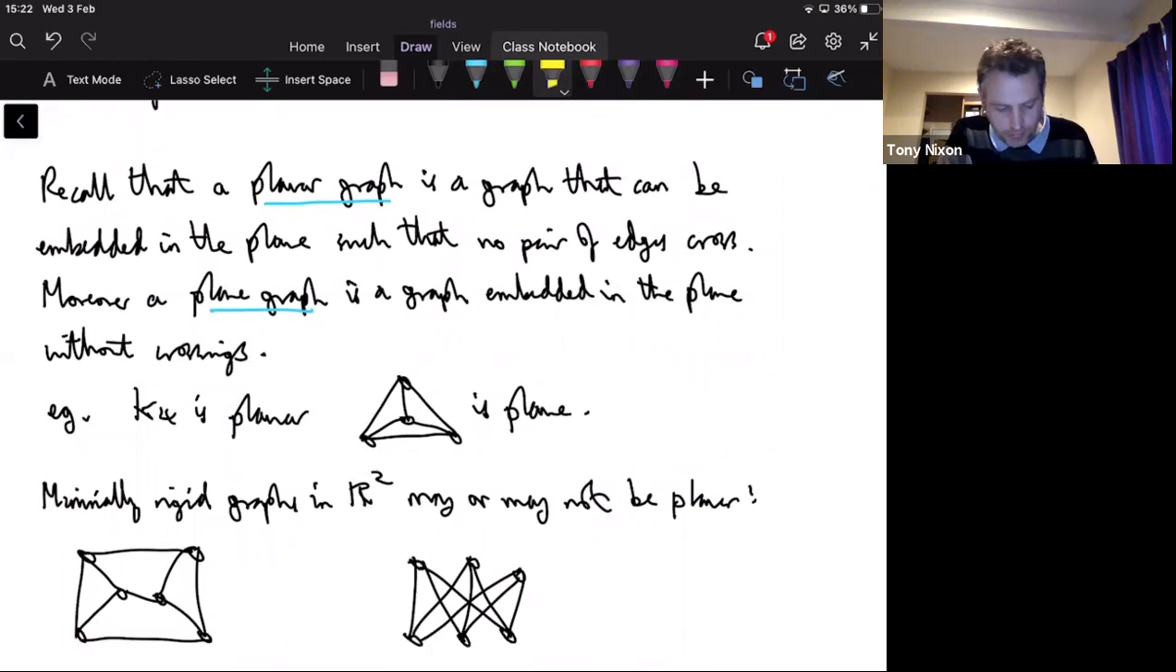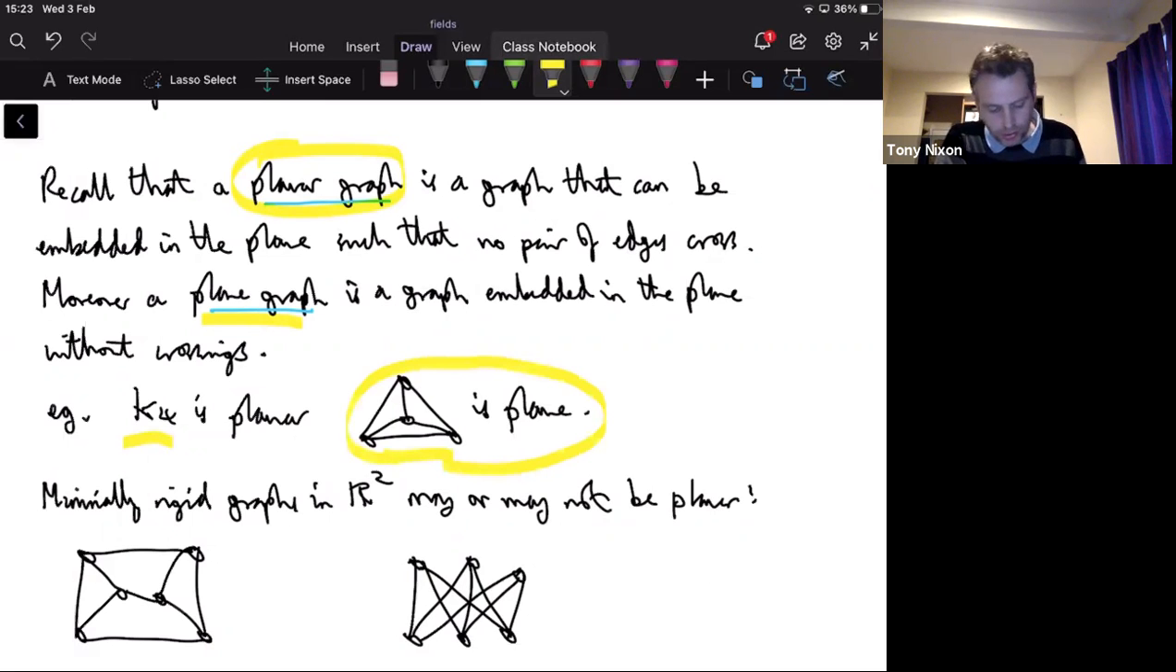Obviously a planar graph is a graph that you can embed in the plane so that no pair of edges cross. So edges only meet each other at end vertices when the two edges are incident to the same vertex. There's a distinction that needs to be made between a planar graph, which is just a graph which it's possible to embed in the plane, and a plane graph, which is a graph and an embedding with no crossings. So K4 would be a planar graph, and this particular drawing of K4 in the plane shows that it is a plane graph. Okay, so there's a bit of a distinction, but we're going to work with plane graphs.